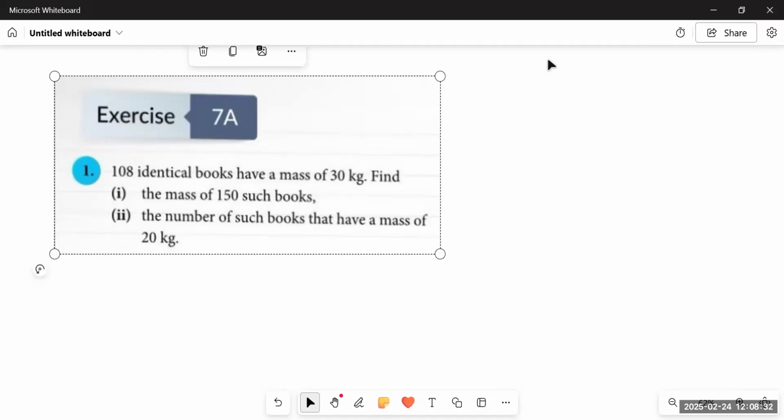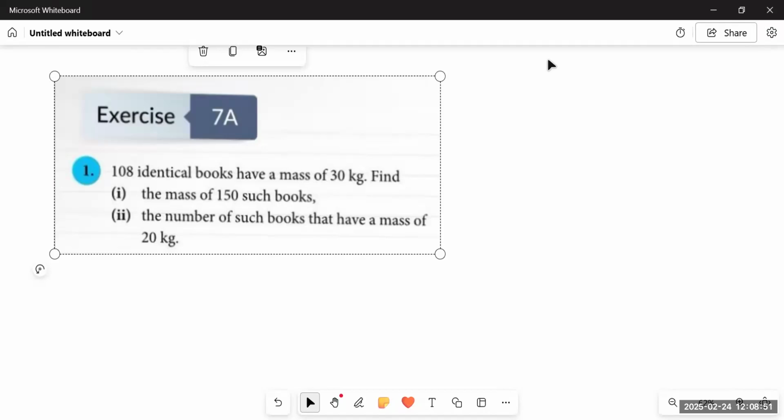This is Think New Syllabus Mathematics, Book 2. Today we are going to start a new chapter, chapter number 7, which is related to ratio and proportion. So before starting this topic, let us first reinforce what we have learned related to ratios in grade 6, and then we are going to start this particular exercise.